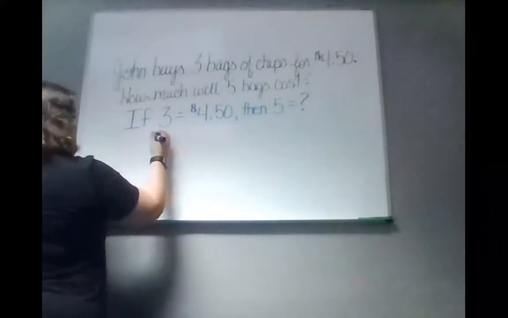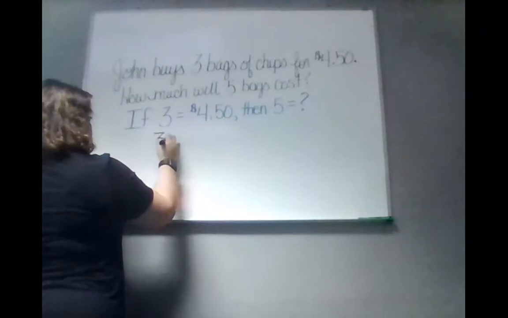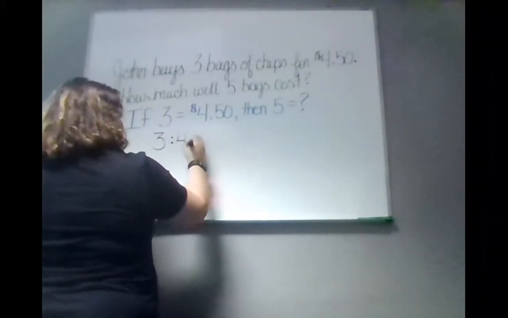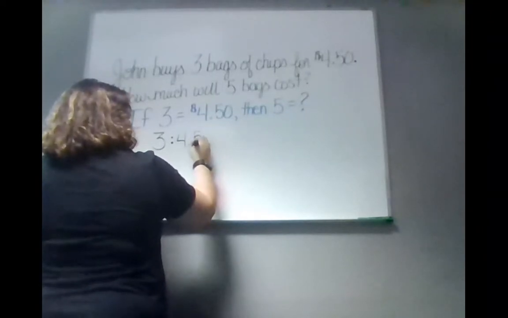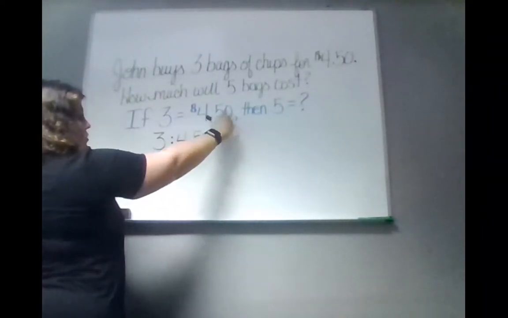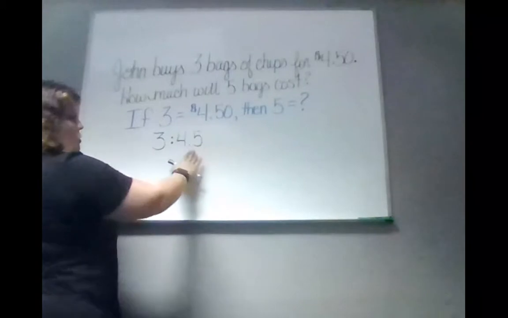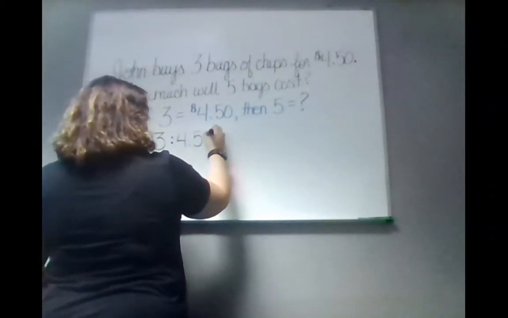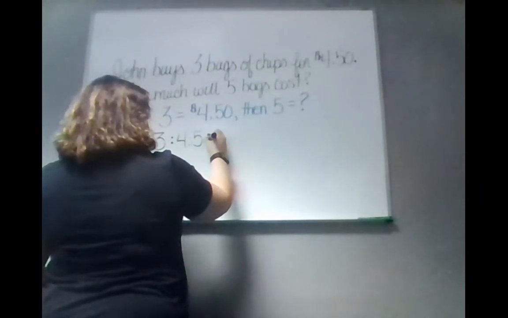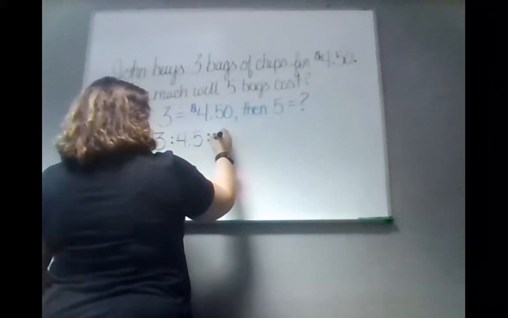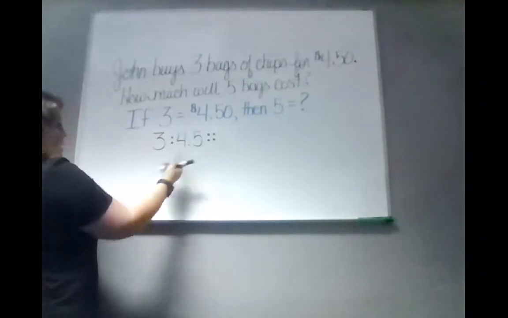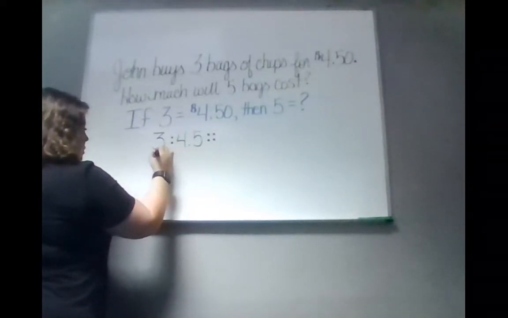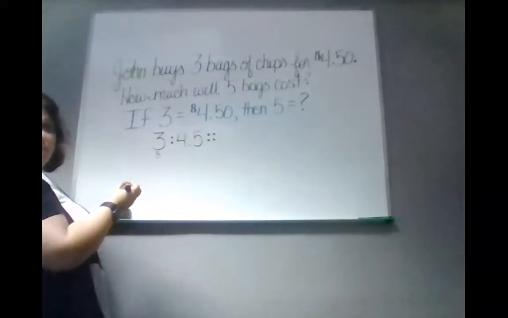So if 3 is to 450, when you have a decimal that ends in 0, you can just leave it off. So I'm just going to do 4.5. Then I'm going to do our 4 dots. And it really does help on this side when you're doing this if you label this. So this is 3. I put a B under there for bags.